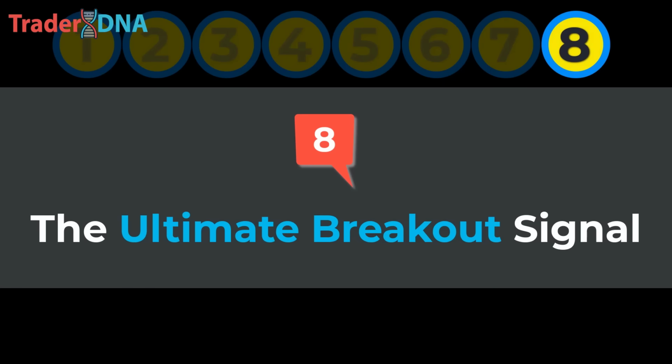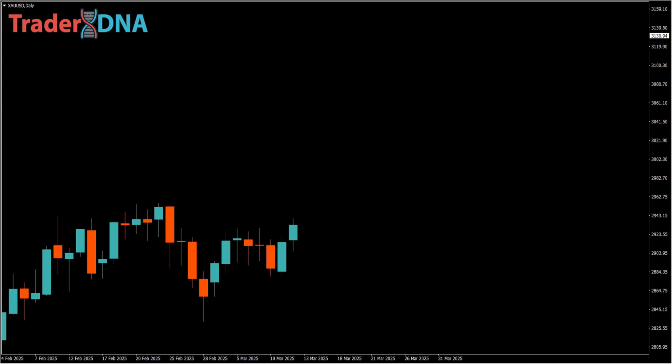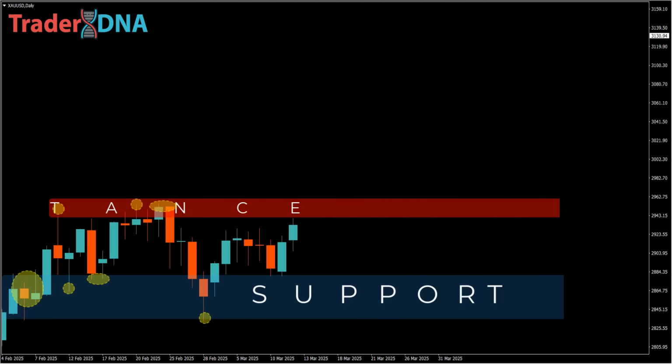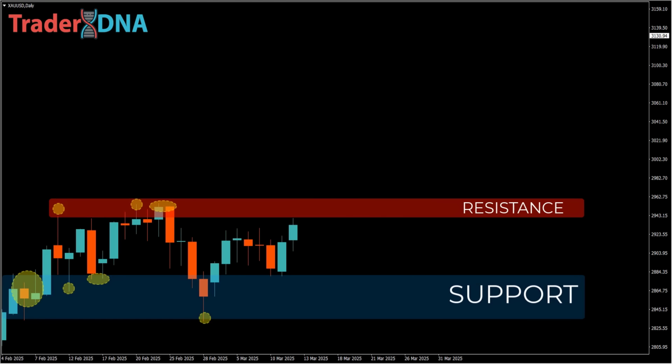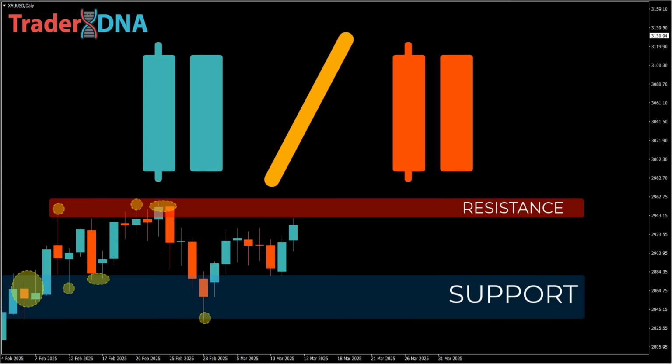Now let's talk about one of the most powerful signals in trading, the breakout bar with a strong body and minimal wick. Here's the deal. When price approaches a major support or resistance level, it often struggles for a while, but once the market builds enough momentum, a strong breakout candle smashes through, leaving no doubt that the trend is set to continue. The key? A large-bodied candle with little to no wick. This is a sign of pure market strength, whether it's bullish or bearish.